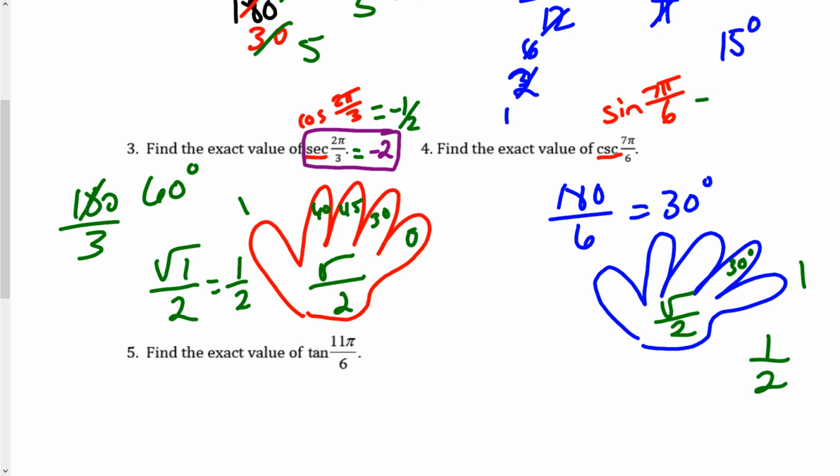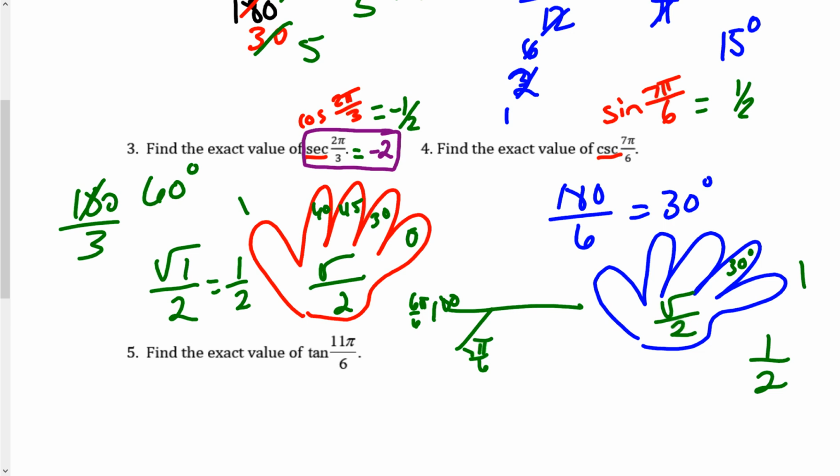So sine of this is 1/2. Okay, but now we got to look at what quadrant we're in. So there's 7/30s. Or you can think, if that was a 6 instead of a 7, wouldn't that be 6/6, which is 1 pi? So we're really at 180 is 6/6 pi. So if we do one more, isn't that just one more 30? So we're in the third quadrant. So that's 7 pi 6.